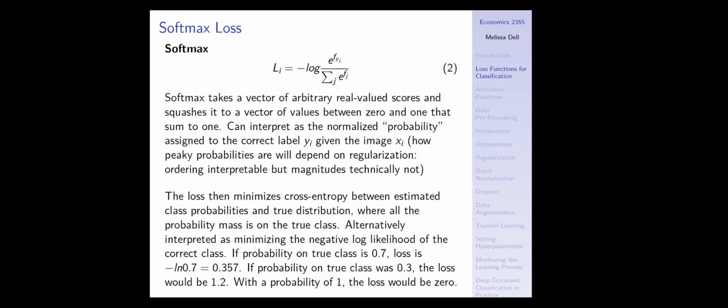So let's say that the probability on the true class is 0.7. Then the loss is just the negative natural log of 0.7, which is 0.357. If we're not doing so great and the probability on the true class is only 0.3, then the loss is the negative log of 0.3, which is 1.2. If we're doing really great and we push that probability all the way up to 1, then the loss is 0. Of course, in practice, you're never going to get precisely a loss of 0, unlike with the hinge loss, where you actually kind of could in theory.